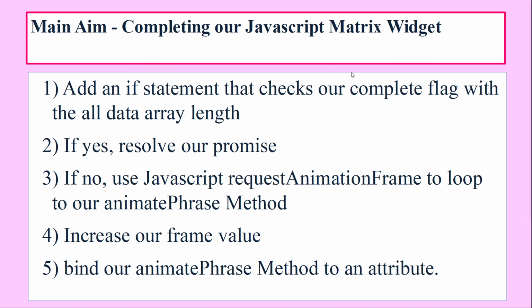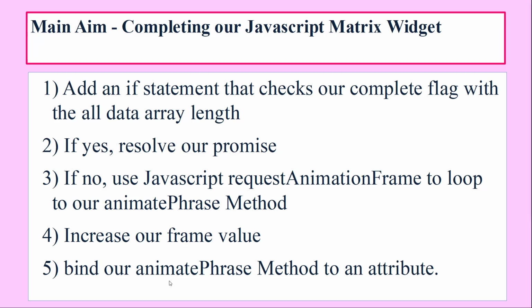Then if our complete flag is not met, that means the animation hasn't been completely transferred. We're going to be using the JavaScript web API requestAnimationFrame, and that will tell the browser to say, look, here's some information, I want you to refresh this animation and change it with this new information. So we're going to be using that. We're going to be increasing our frame value, which is the value that allows us to track our progress.